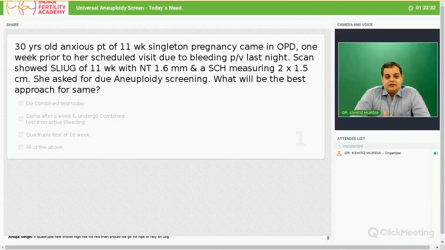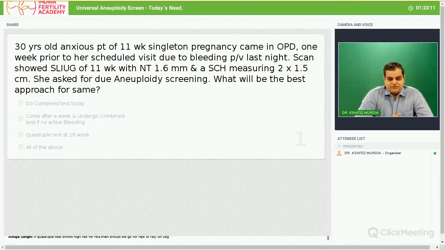Third question, a 30-year-old anxious female because of bleeding came to you at 11 weeks. The scan comes normal, but there is a subchorionic hematoma. As we have discussed, there is no defined consensus on whether we should do or not do. But still, the best approach is to wait for the bleeding to stop, and do it after some time, because the logic is that if the bleeding is going on, it may affect the serum level, especially of the biomarker.